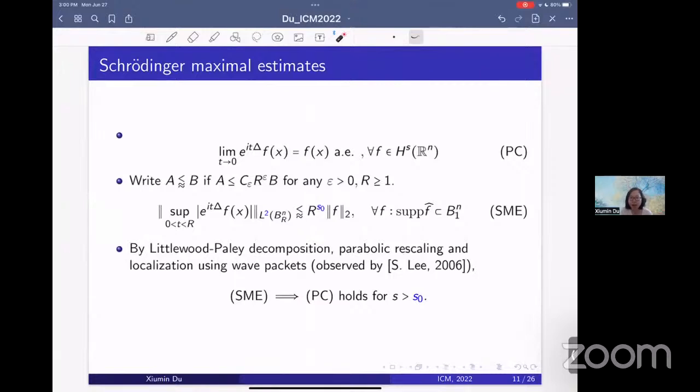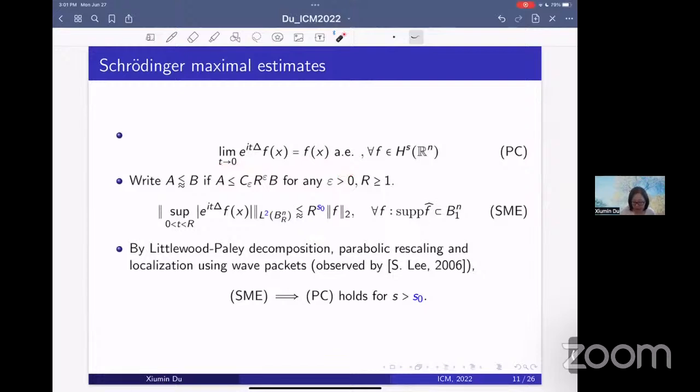Now let's see how to approach the pointwise convergence problem. We want to prove that as t goes to 0, the solution converges to f of x almost everywhere for any initial data f in the Sobolev space Hs. Here we can use a smooth approximation argument. Suppose the function f is a Schwartz function. Then the pointwise convergence holds uniformly because f is rapidly decaying. The Schwartz space is dense in Hs.